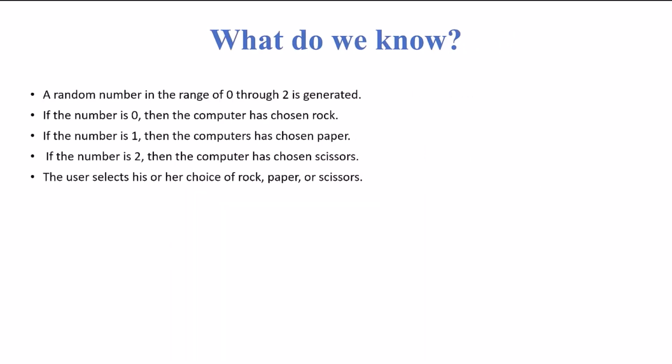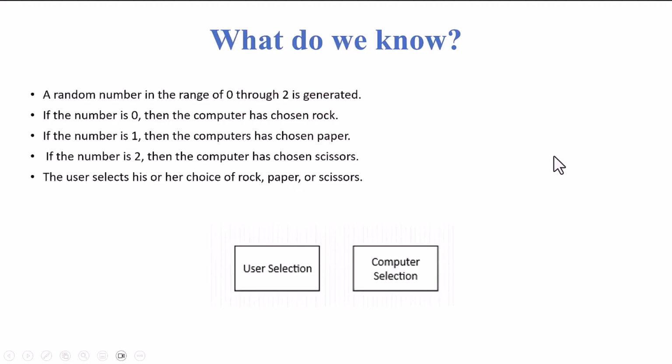So what do we know? Well, we know that a random number is generated in the range of 0 through 2. We also know that if the number is 0, then the computer has chosen rock. Number is 1, the computer has chosen paper. Number 2, the computer has chosen scissors. The user then selects his choice of rock, paper, or scissors.